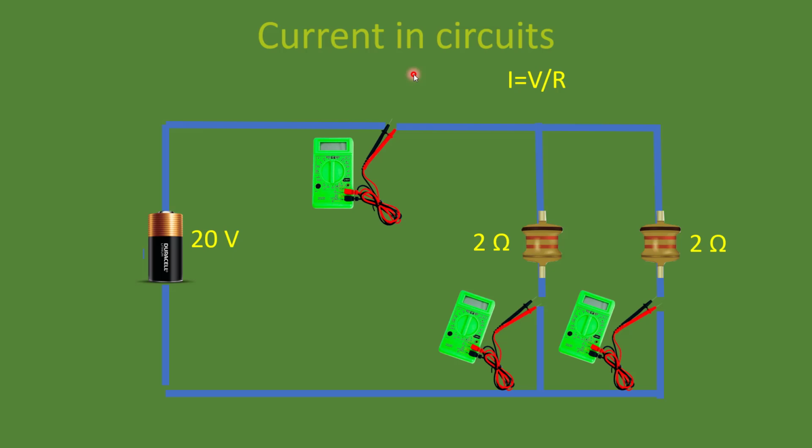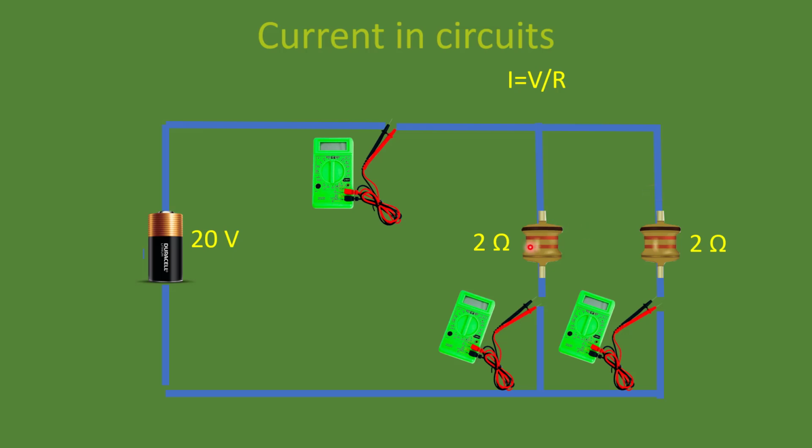Let's look at some problems. We have to find the current at 3 points: in the main line and 2 branches. First, we need to know the equation. As per Ohm's law, I equals V divided by R. We have already covered Ohm's law in detail in our previous video. I will provide the link in the description box. I equals V divided by R.